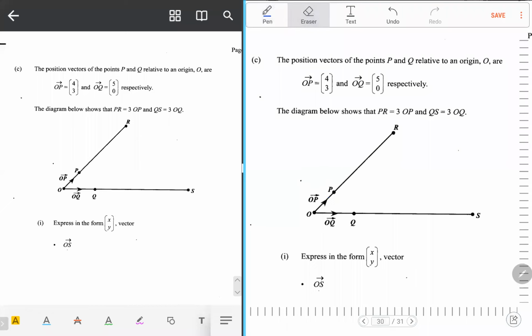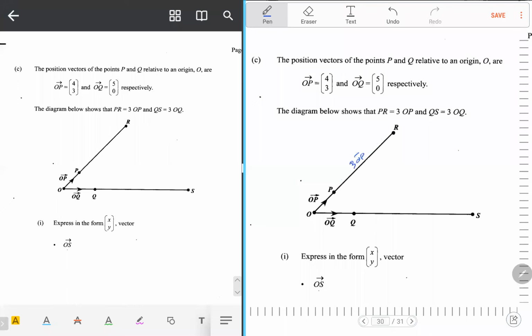Anyway, it says the diagram below shows that PR is 3OP, and what I normally do is put information on the diagram so it's easy to work out. So the PR segment right here, they are telling us that it is 3OP.